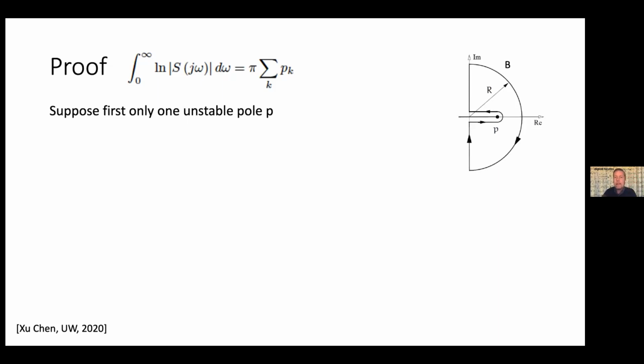So to simplify the proof, we assume that we only have one unstable pole instead of a number of unstable poles p_k here. So let's say we have one such pole. I put it here, as you see, along the real axis. And then I form a curve. I call this curve B here, that encircles everything on the right-hand side except for that pole in this way.